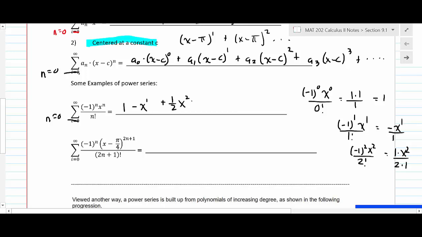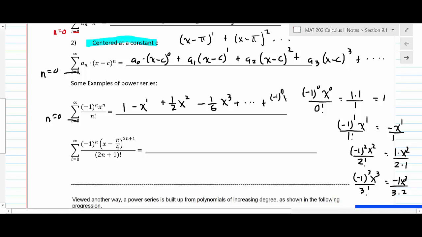Okay? Now, by the same argument, if you went to the next one, I'm going to do one more term: negative 1 to the third, x to the third over 3 factorial. That's going to be negative 1 x to the third. 3 factorial is 3 times 2, or 6, so now you're going to have a minus 1/6 x to the third like that. Okay? So that's how you would write out the terms of the series.